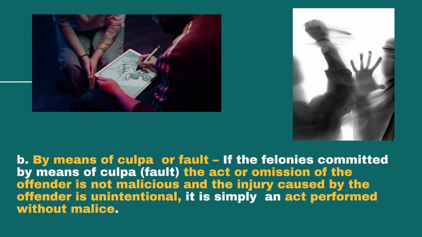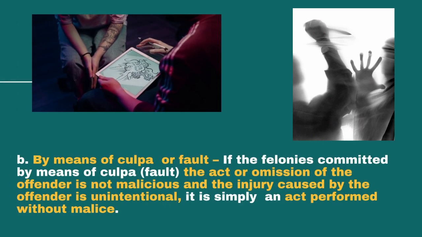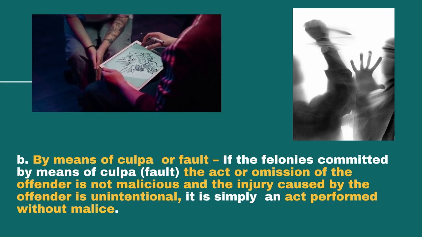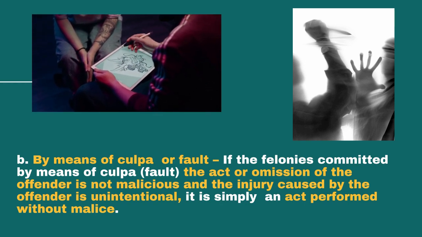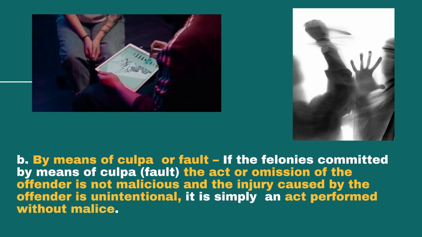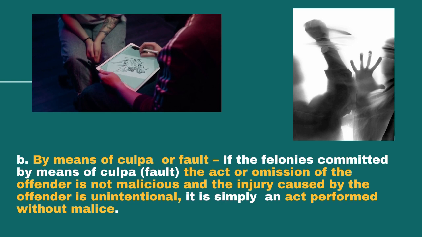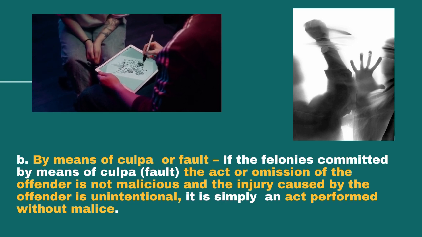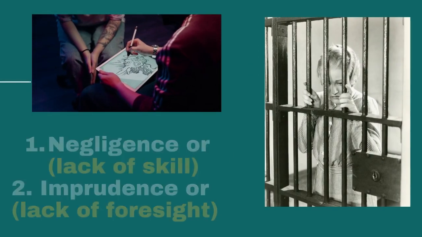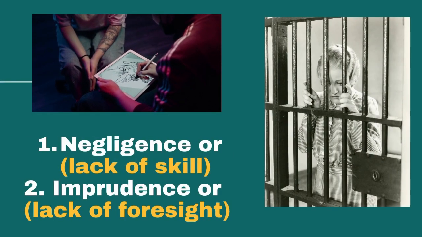B. By means of culpa or fault. If the felony is committed by means of culpa, fault, the act or omission of the offender is not malicious and the injury caused by the offender is unintentional, it is simply an act performed without malice. Culpa has also two classifications. 1. Negligence or lack of skill. 2. Imprudence or lack of foresight.